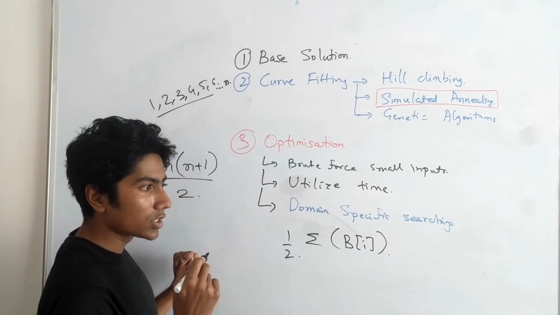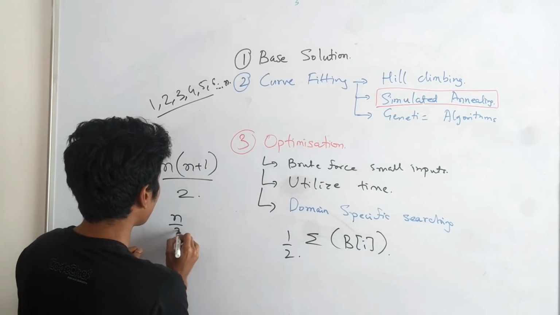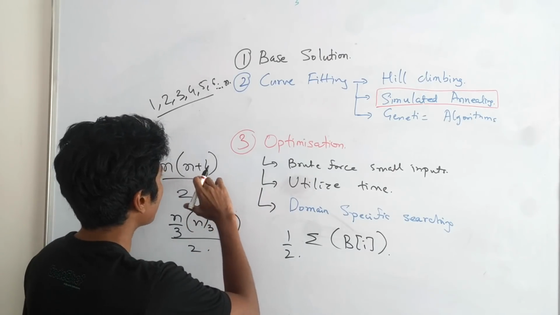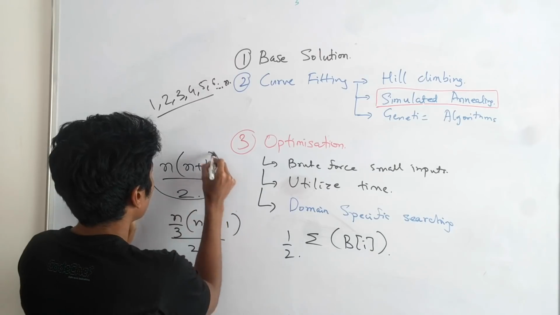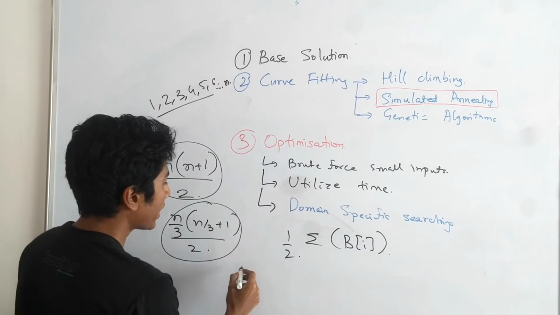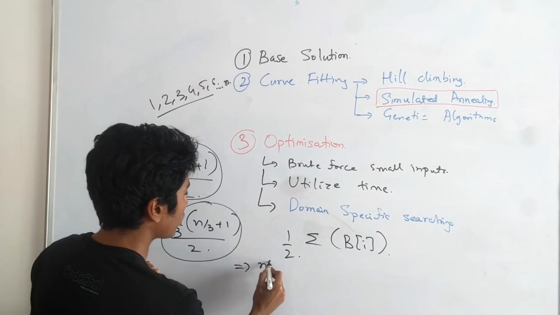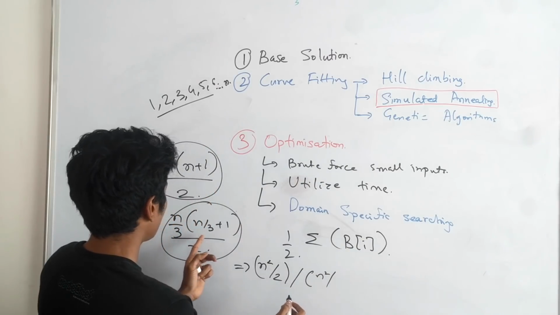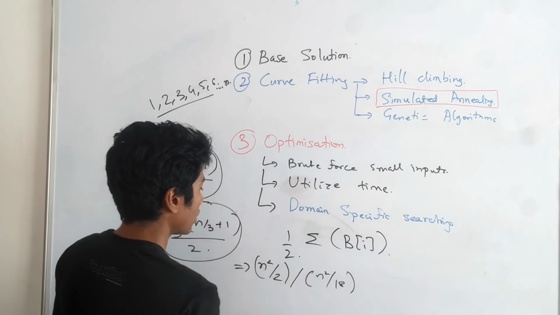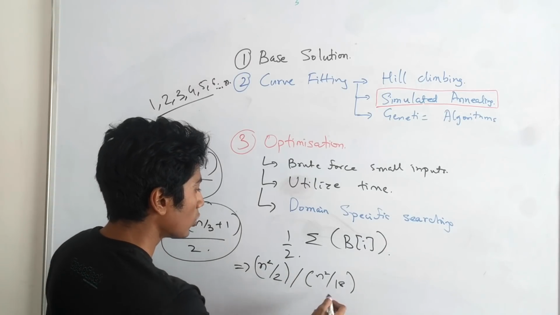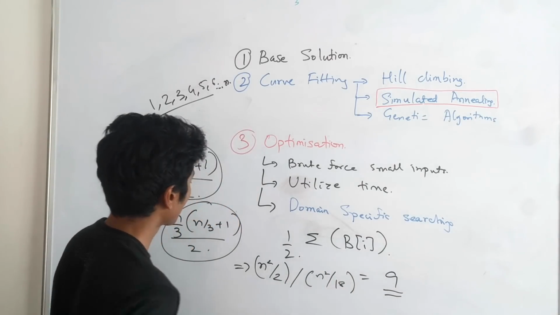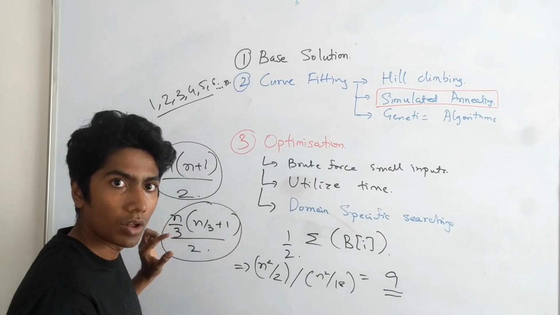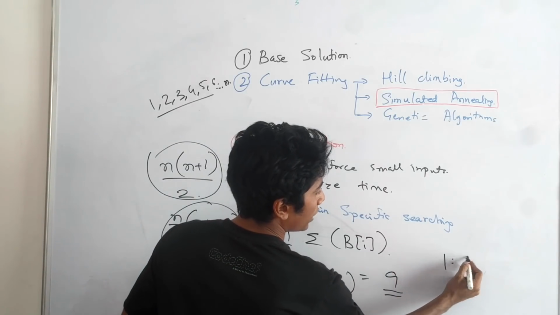And if I take just the first 30% of the numbers, it's going to be n by 3 into n by 3 plus 1 by 2. Here's the interesting thing. Divide this quantity with this quantity, and you get something like n square by 2 divided by n square by 9 into 2, which is 18. So n square and n square cancel each other out, 2 goes down, and this comes out to be around 9. So this quantity is 9 times this quantity. So the ratio is 1:9.